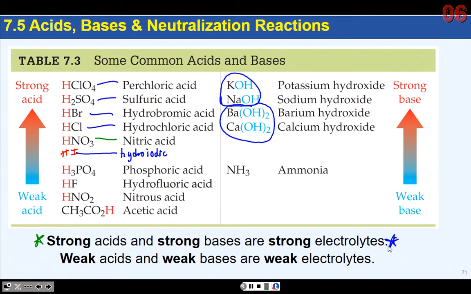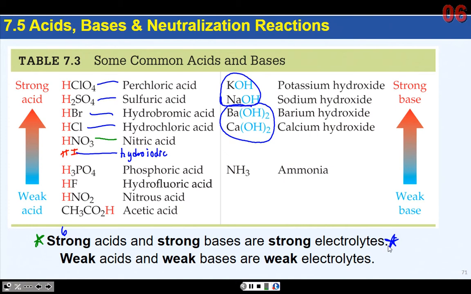Weak acids and weak bases are the other ones. So any other acid you run into is going to be a weak acid, any other than those 6. And the bases are a variety of things. Ammonia is a weak base. It's not a strong base, but it is a weak base. And it's because it's in equilibrium.